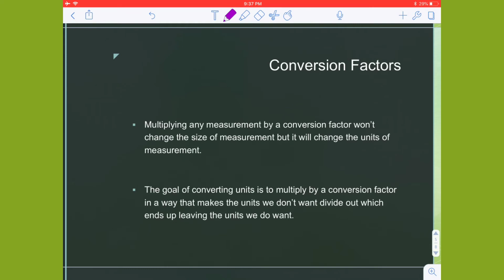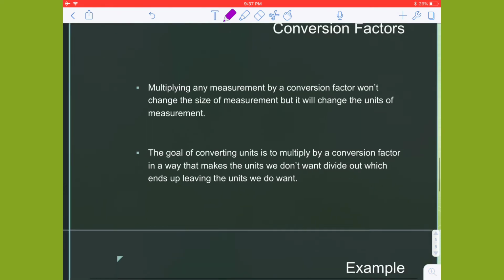So the goal of converting units is to multiply by a conversion factor that makes the units that we don't want divide out, which ends up leaving the units that we do want. Okay, so this is really wordy. I apologize. I know you're probably looking at your computer screen right now like, what in the world is she talking about? But it will make a lot more sense when we do some examples, okay?